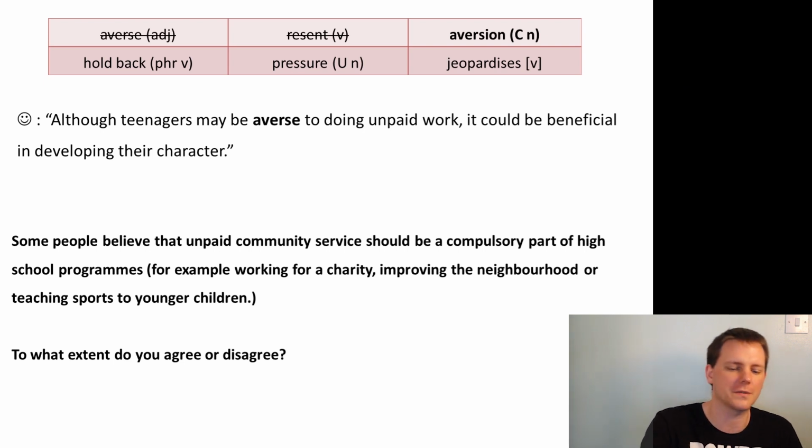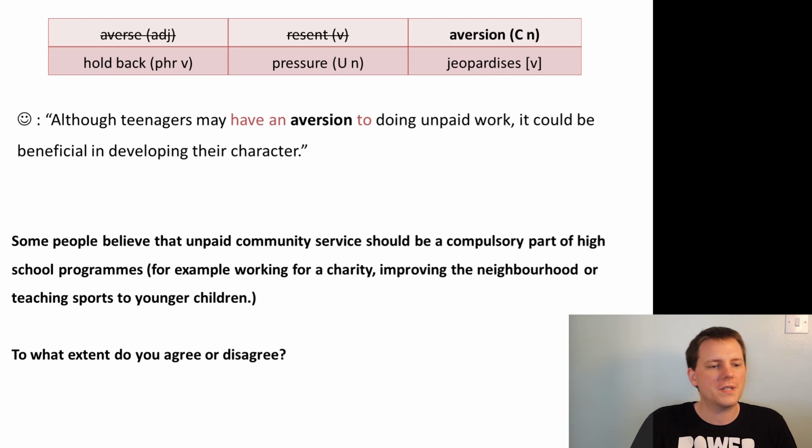Okay, let's see how it goes. Although teenagers may have an aversion to doing unpaid work, it could be beneficial in developing their character. So sure, you have an aversion to doing something. This kind of exercise that I'm doing with you now, this changing the word form but keeping the sentence the same, is a very useful skill to have for paraphrasing, because quite often word forms will carry the same meaning. And so when you can't think of a synonym for paraphrasing something, quite often changing the word form will be a really good way of doing it.